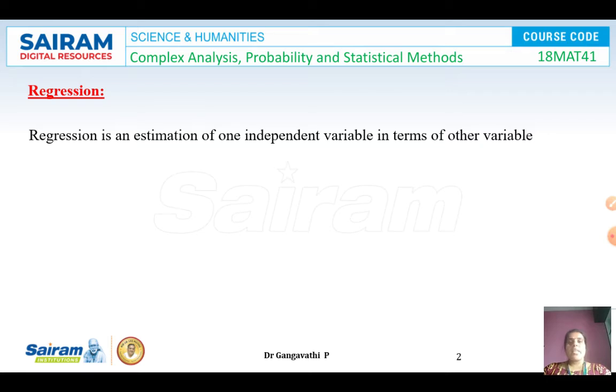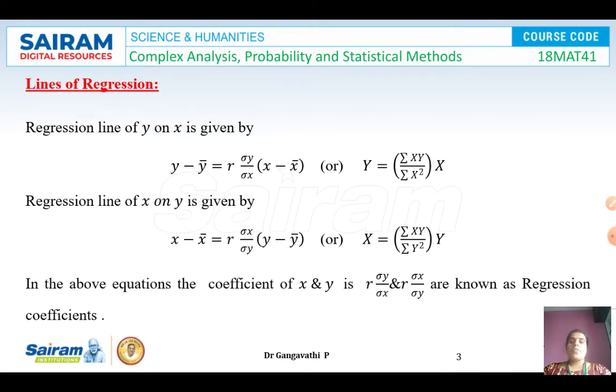So what is regression? Regression is an estimation of one variable in terms of the other variable. So what are the lines of regression? You will come across two types of regression lines: the regression line of y on x, and the other one is the regression line of x on y.